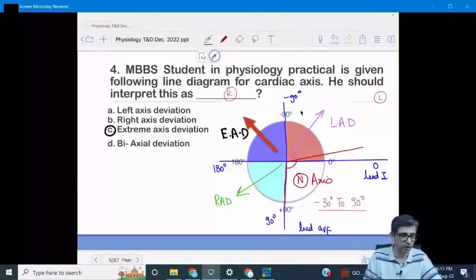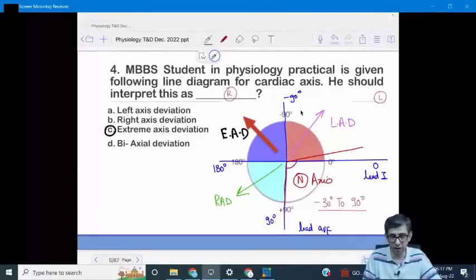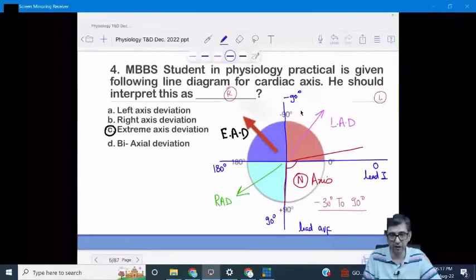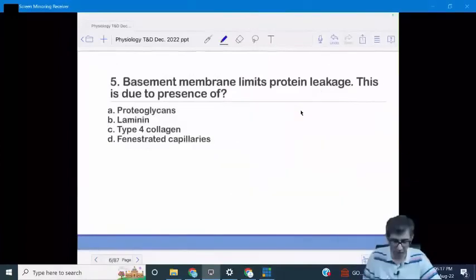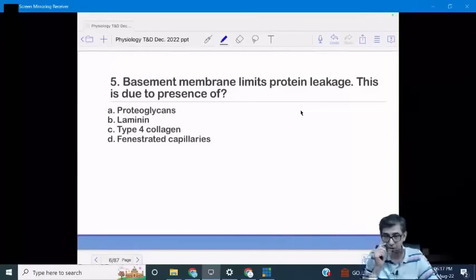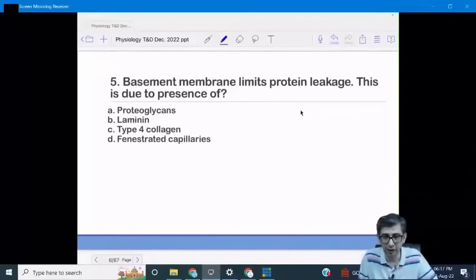If you got it correct, fine. And in case you got it wrong, then it should not have happened. I mean, this being a repeat question, not getting any repeats wrong is, I would say, not a very good sign. Okay, moving to question number 5. The basement membrane of the kidney limits protein leakage.